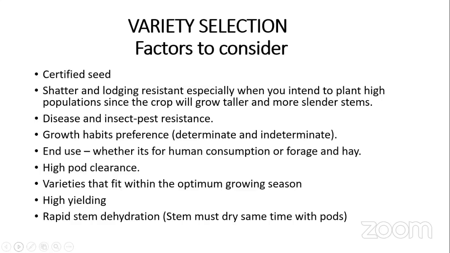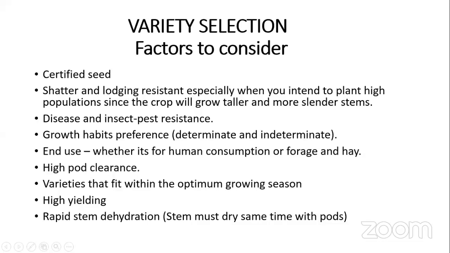Everything starts in planning. Before the farmer comes into the season, the first thing the farmer has to do is to sit down and plan. The first thing to consider in planning is variety selection. Now, we are going to look at the factors to consider when selecting a soybean variety.